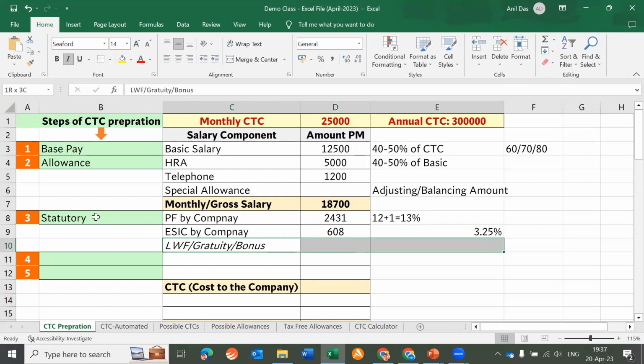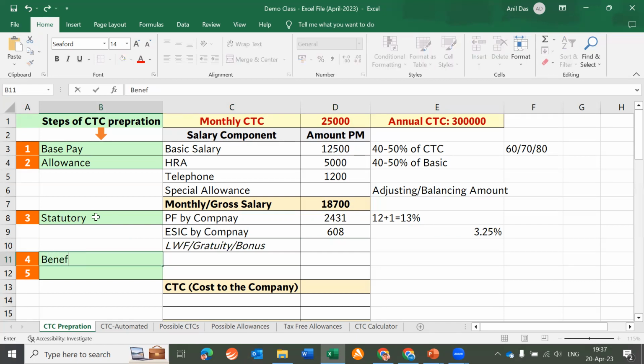So we are ignoring this labor welfare fund, gratuity and bonus. Otherwise, you can add this. And we are done with 3 steps. Fourth step was benefit. And I said that if your company is providing any benefit to the employee, you can add the cost of that.